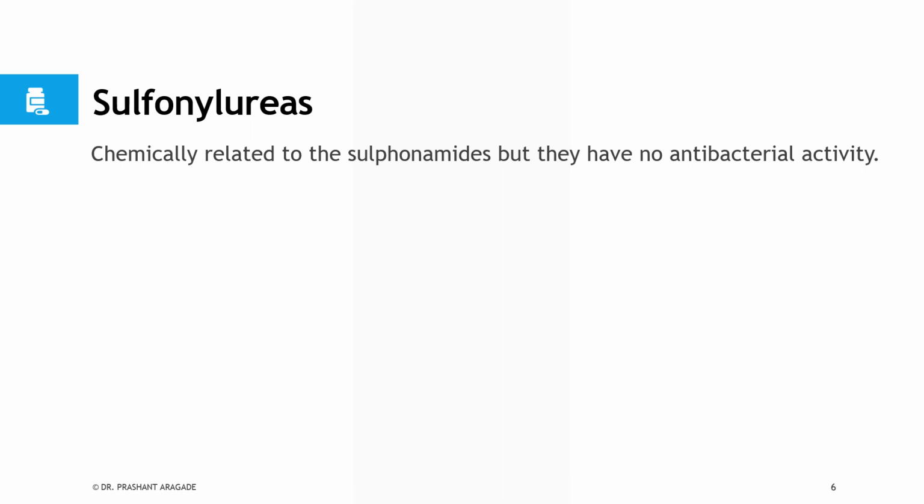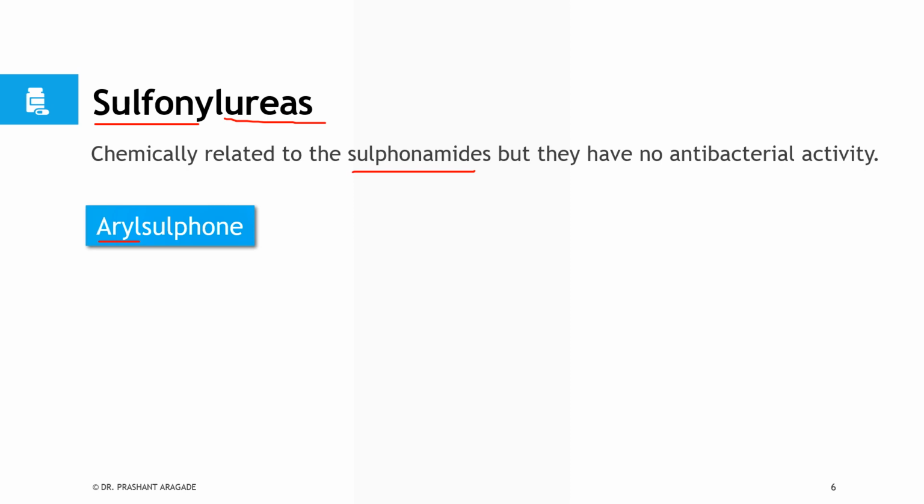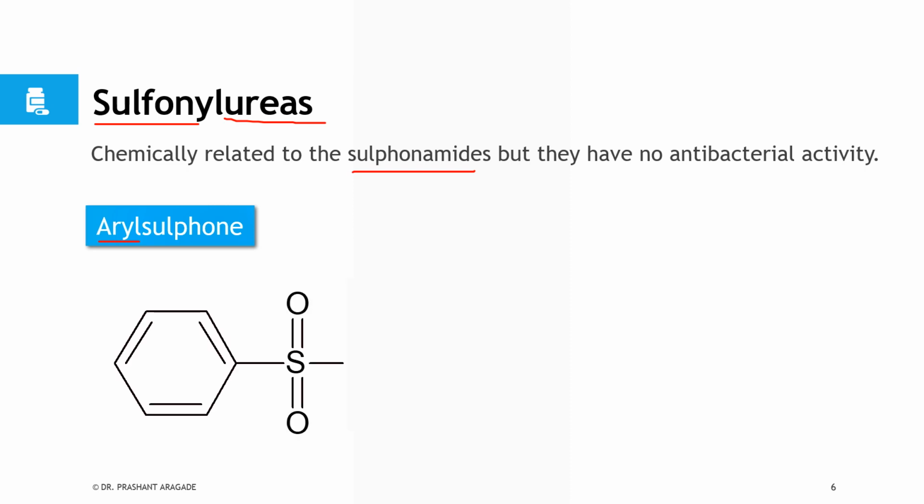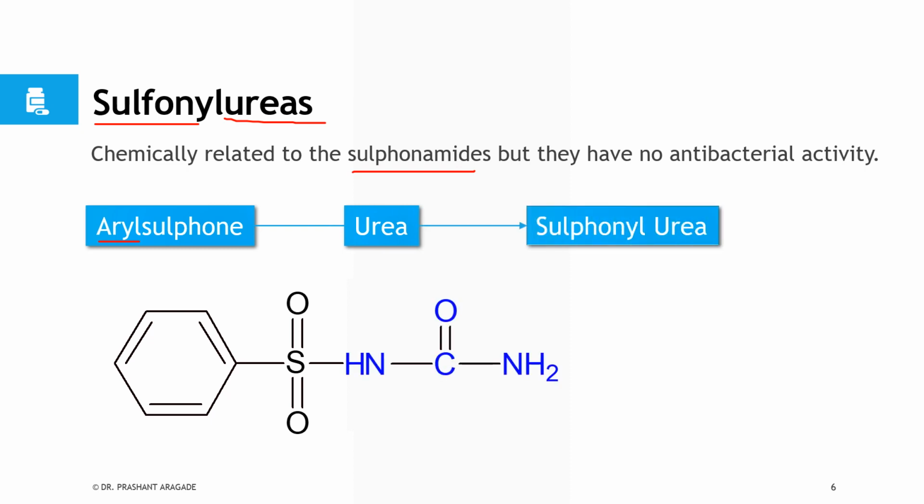It is chemically related to the sulfonamides, but they have no antibacterial activity. Sulfonyl plus urea means it contains the aryl sulfone group. Aryl means benzene ring with the sulfone functional group like this. And in addition to that, it contains the urea molecule, and this is the structure of urea. So when the aryl sulfone group is attached with the urea molecule, it will form the sulfonylurea.